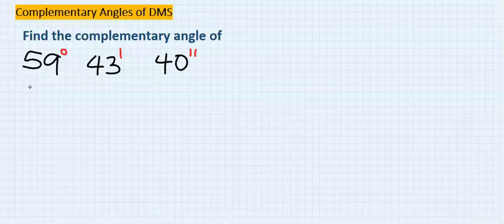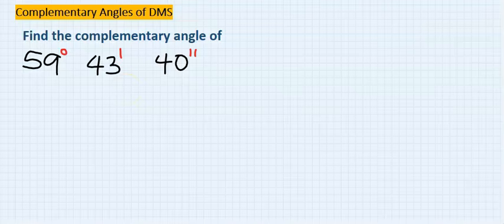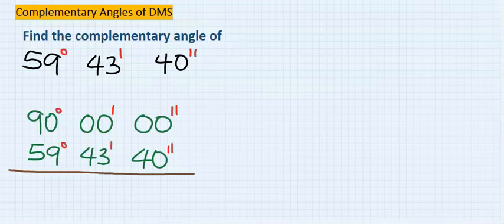Let's consider this question. Find the complementary angle of 59 degrees, 43 minutes, and 40 seconds. The first step is, what is complementary angle? Angles are complementary when they add up to 90 degrees. Hence, in this problem, we are going to have 90 degrees minus all this. With that in mind, we are going to be solving this.